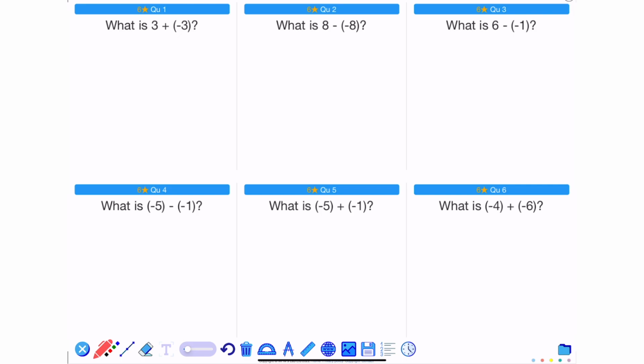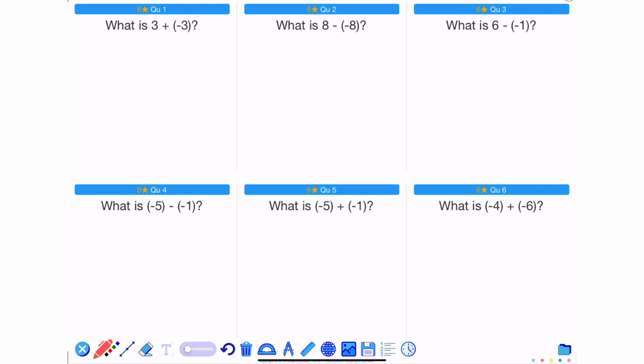In this video, we're going to take a look at how we can operate with directed numbers, in particular addition and subtraction. I've got 6 questions in front of me. Looking at the first question, I've got 3 add negative 3.